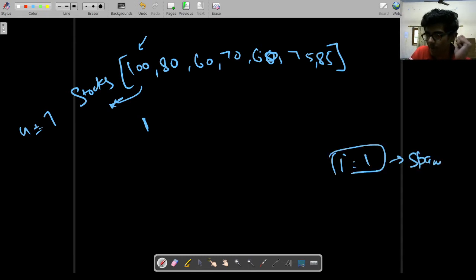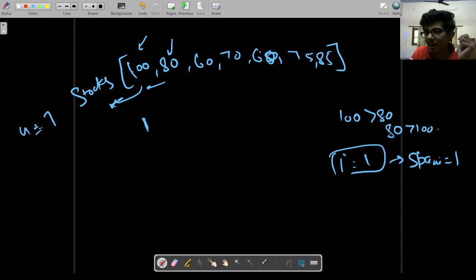So span of I is always 1. Okay, so when I come over to 80, I see that when I move from here to here, 100 is present. So, since 100 is greater than 80, right? But we want 80 to be greater than 100. So this is not true.